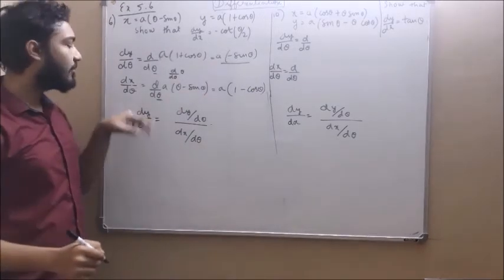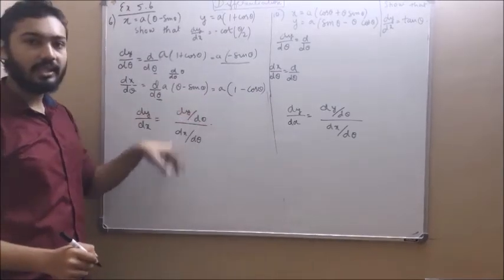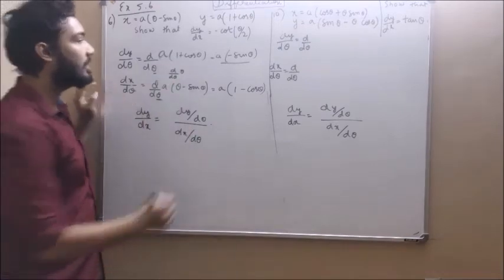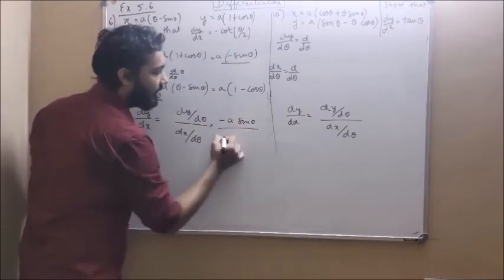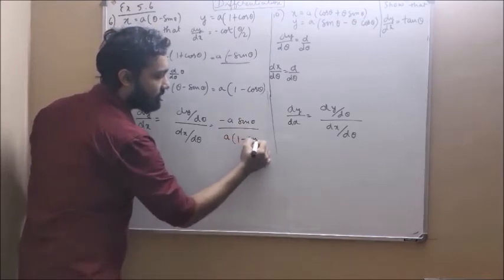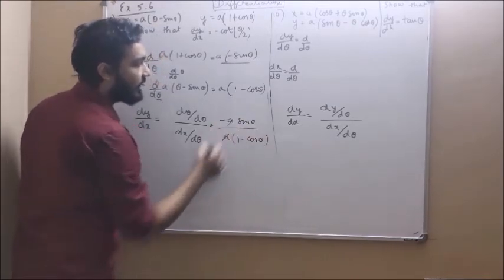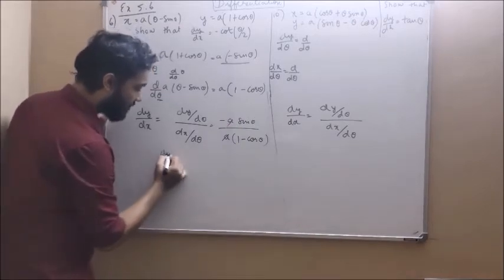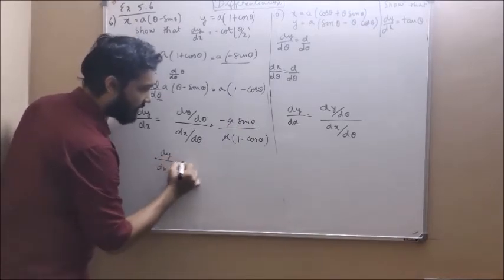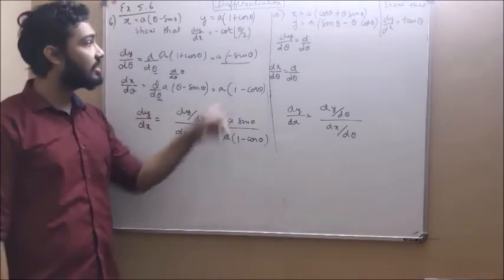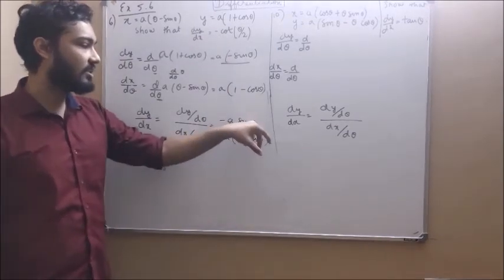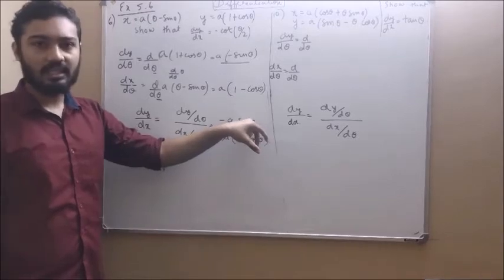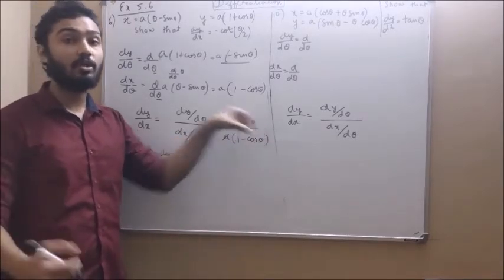Now dy by dx is dy by d theta divided by dx by d theta. Substitute dy by d theta: it is minus a sin theta divided by a into 1 minus cos theta. So a and a will cancel. So dy by dx equal to minus sin theta over 1 minus cos theta. Now we have to get cot theta by 2. How to get cot theta by 2? We have to simplify this. Now look here, sin theta is there. Can we simplify this in terms of any trigonometric formula?